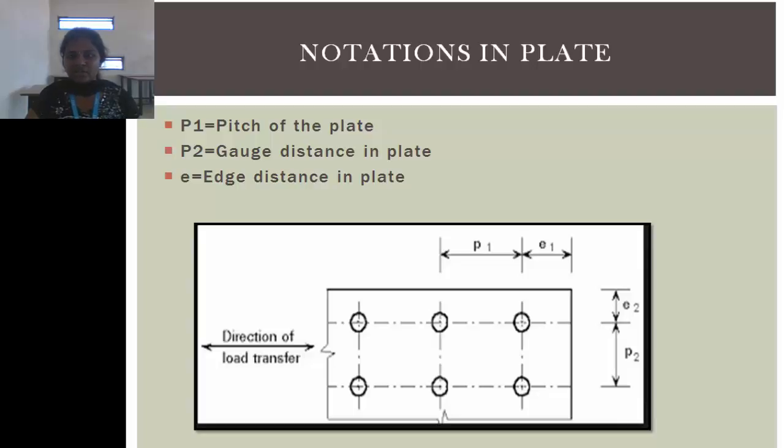Here are the notations. As I said before, what is pitch, gauge, edge. P1 is the horizontal distance between the two bolts or rivets, and P2 is the vertical distance between the two rivets, that is P2, and E1, E2 is the edge distance.